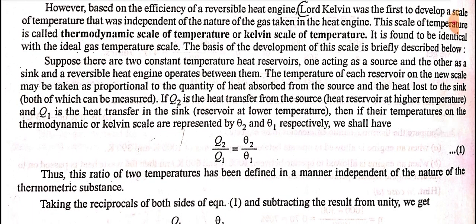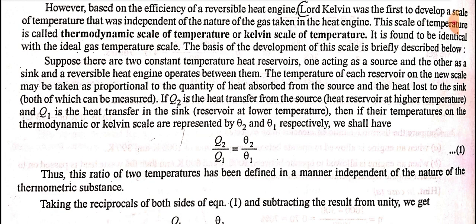However, based on the efficiency of a reversible heat engine, Lord Kelvin was the first to develop a scale of temperature that was independent of the nature of the gas taken in the heat engine. This scale of temperature is called thermodynamic scale of temperature or Kelvin scale of temperature. It is found to be identical with the ideal gas temperature scale. The basis of the development of the scale is briefly described.